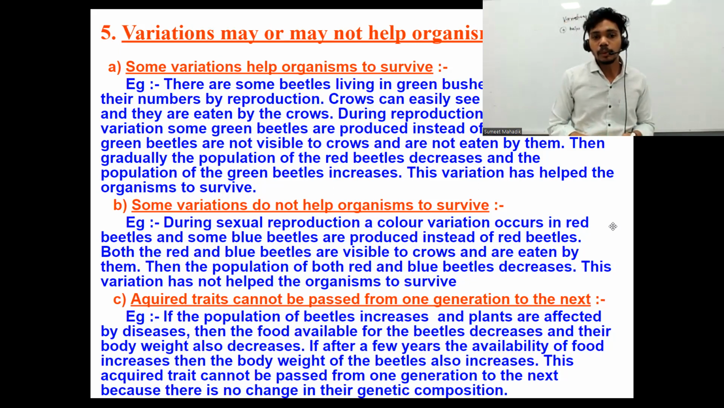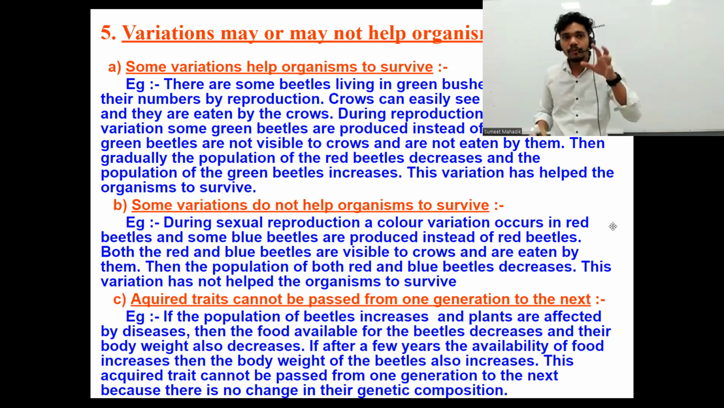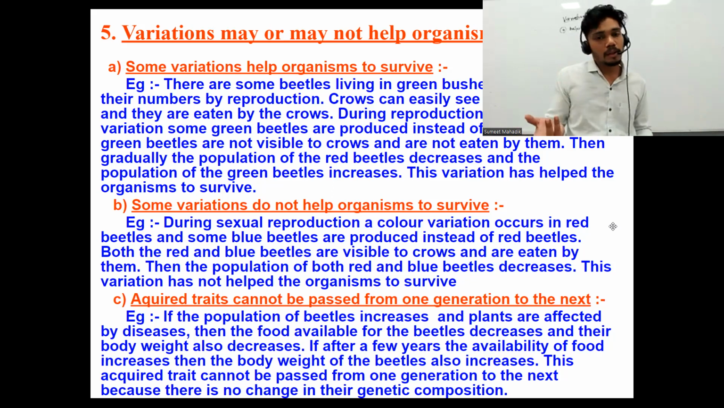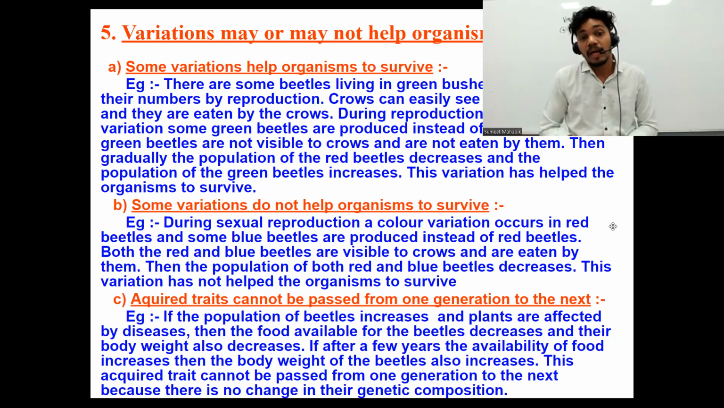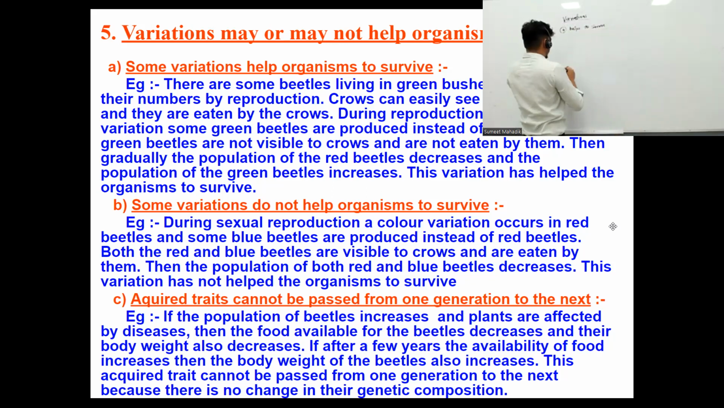During the reproduction, due to some variation, some green beetles are produced instead of red beetles. The green beetles are not visible to the crows and are not eaten by them. Then gradually the population of the red beetles decreases and the population of green beetles increases. This variation has helped the organism to survive. So let's take an example: there were red and green beetles.